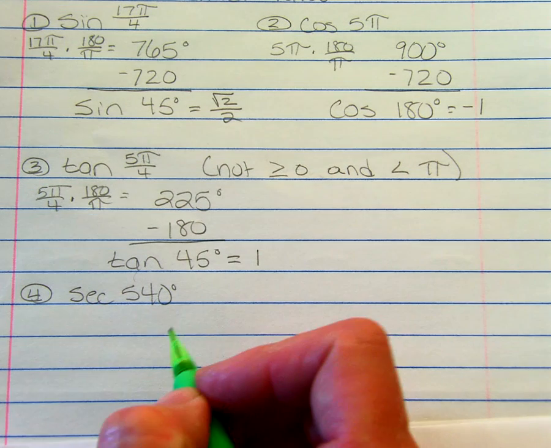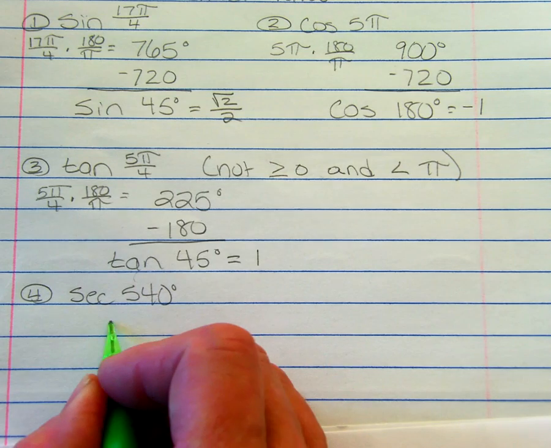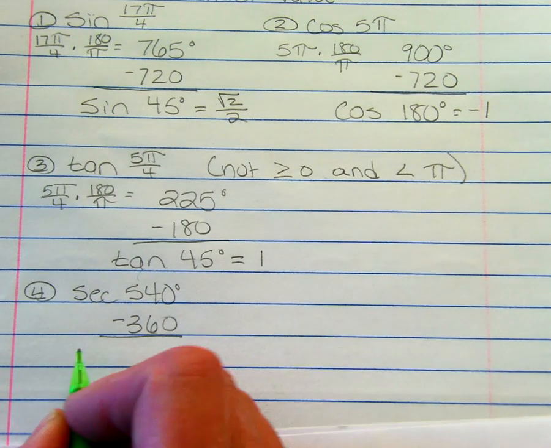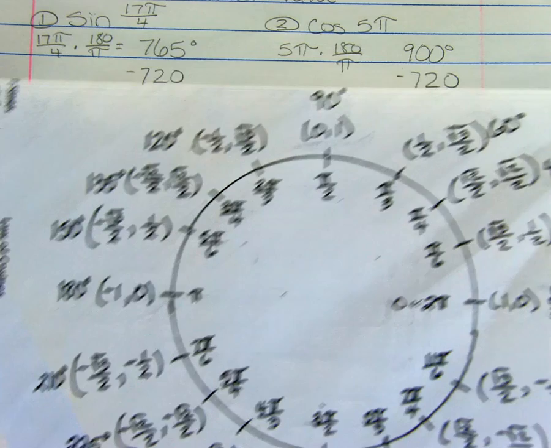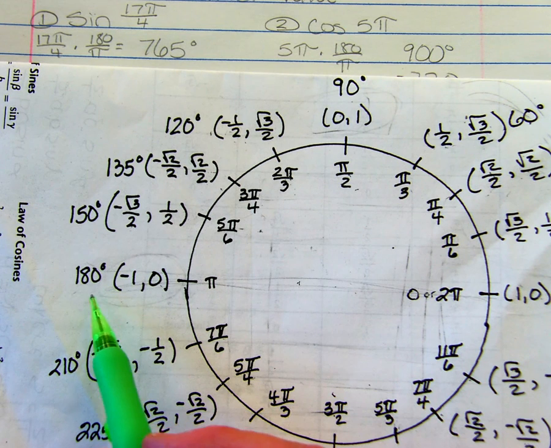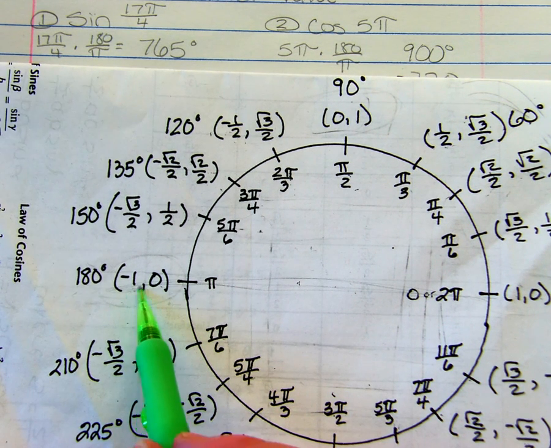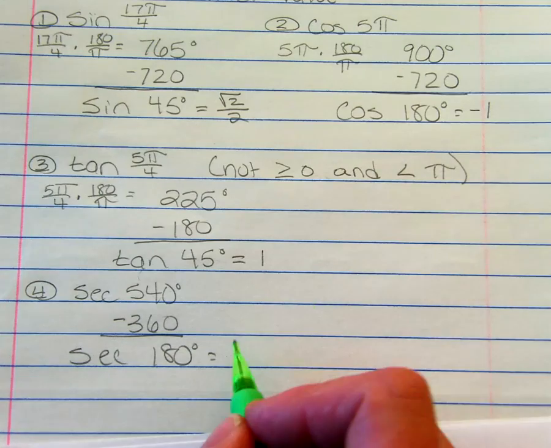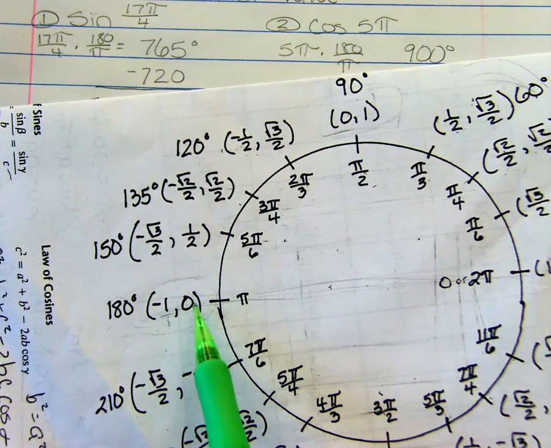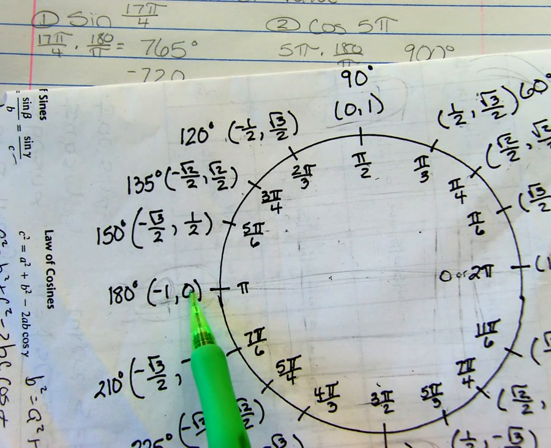All right, so on number 4, you didn't have to change it to anything because it's already in degrees. So all you have to do is subtract by 360, and you'll get secant of 180 degrees. So I'll go to my unit circle, 180. Secant's reciprocal is cosine. So this is x, so I'm going to flip it. Remember, this is really negative 1 over 1. So if I flip it, now I've got 1 over negative 1, which is just negative 1. A common error is to want to do something with the 0, but you're just looking at the x value, not the y value when you're looking at secant.